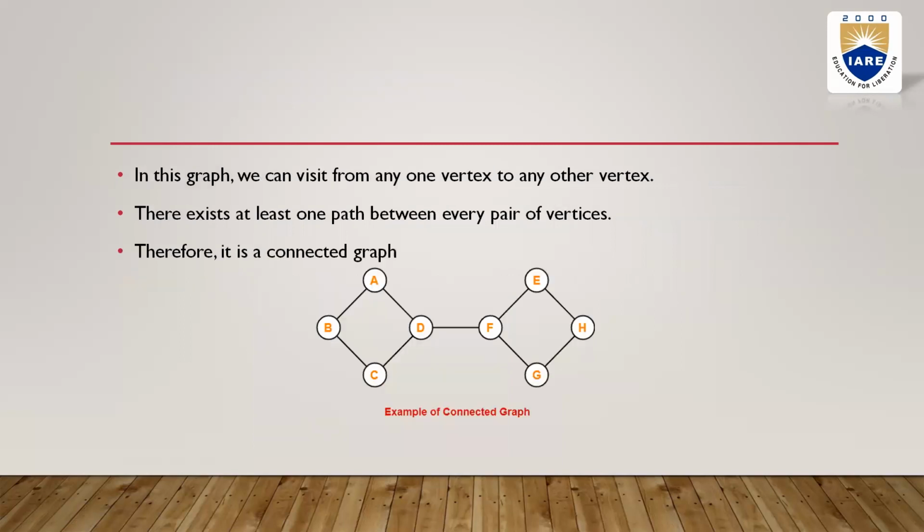Now, another graph. In this graph, we can visit from any vertex to any other vertex. For example, A to B and A to D and D to C, D to F and F to E. All vertices are connected to every other vertex. There exists at least one path between every pair of vertices. Therefore, it is a connected graph. This is an example of a connected graph.